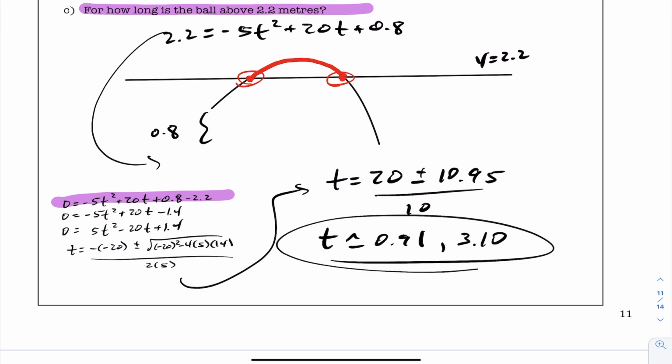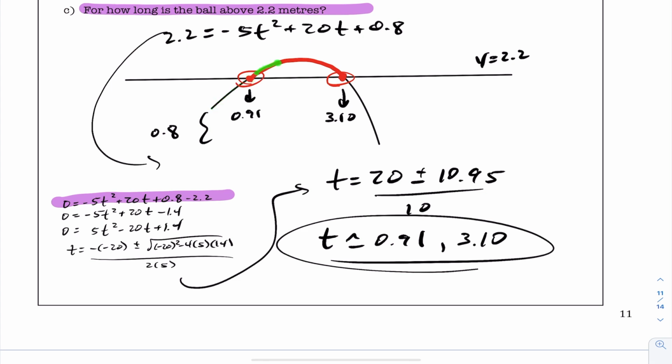So we've got 2 times here, and these are the 2 times we found. So this time right here is 0.91 seconds, and this time right here is 3.10 seconds. So how long is the ball above that height here? Well, the ball's going right at 0.91 seconds. It hits 2.2 meters.